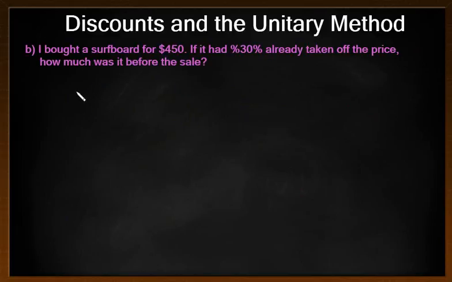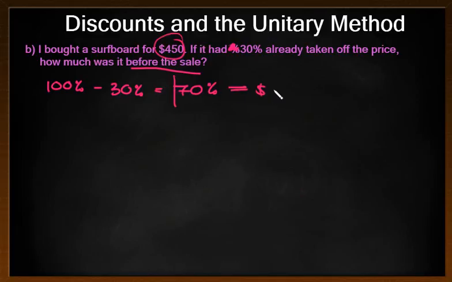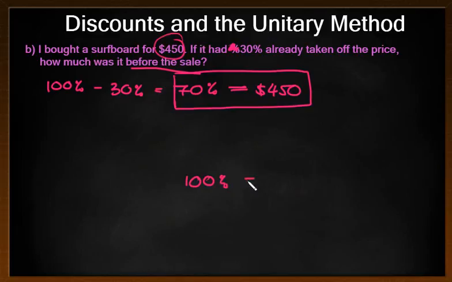Okay, welcome back. So I've bought a surfboard for $450. It had 30% already taken off this price. We want to know how much it was before the sale. So no, we can't just find 30% of this amount and add it on. We know that won't work. So what we do know is that if it was in a sale it's had 30% taken off, which means this amount represents 70% of the normal price or the original price. What we want at the end of this is just 100%.